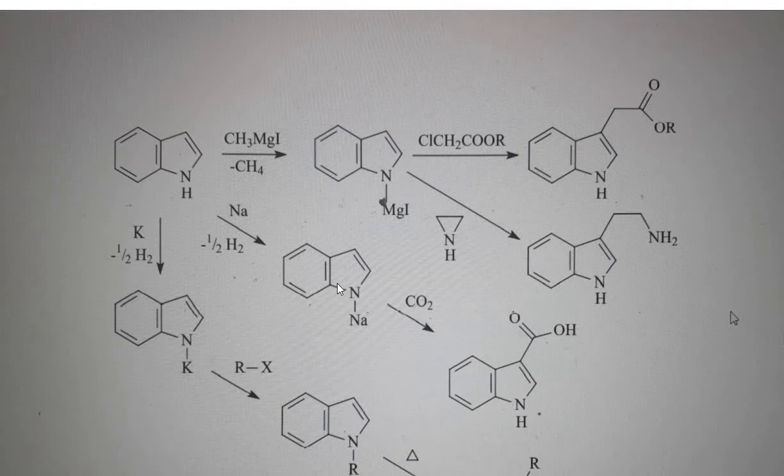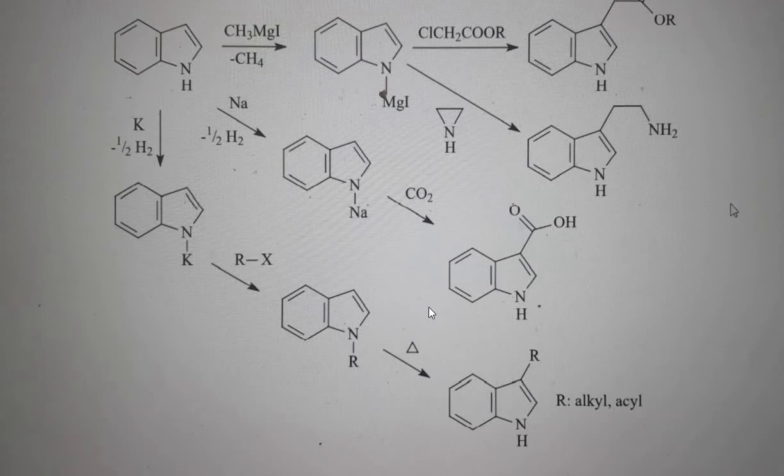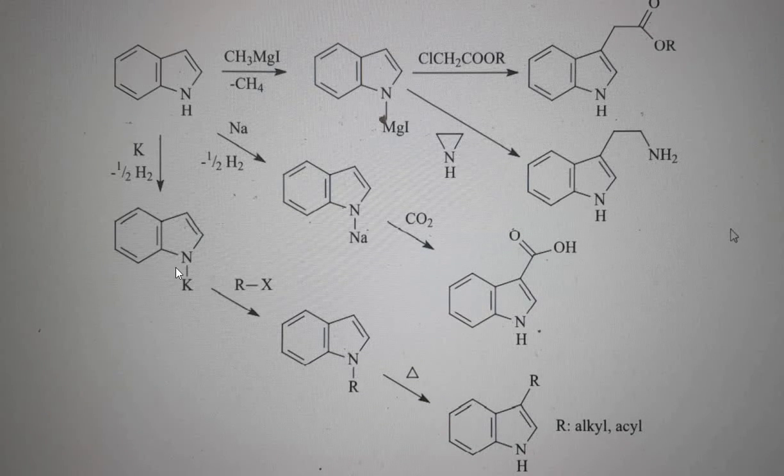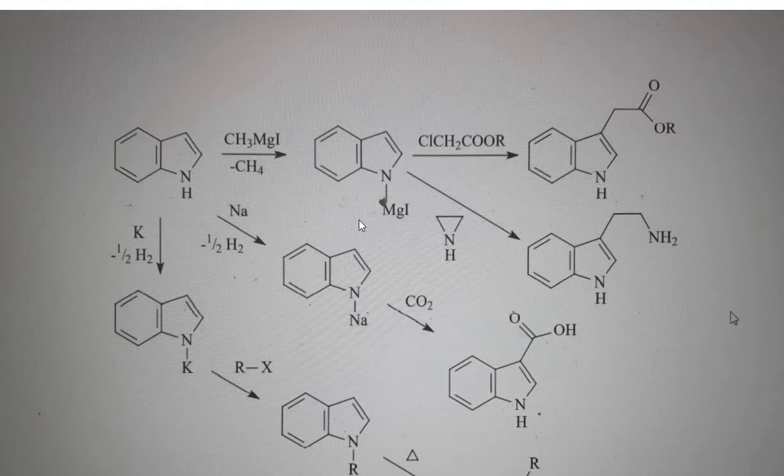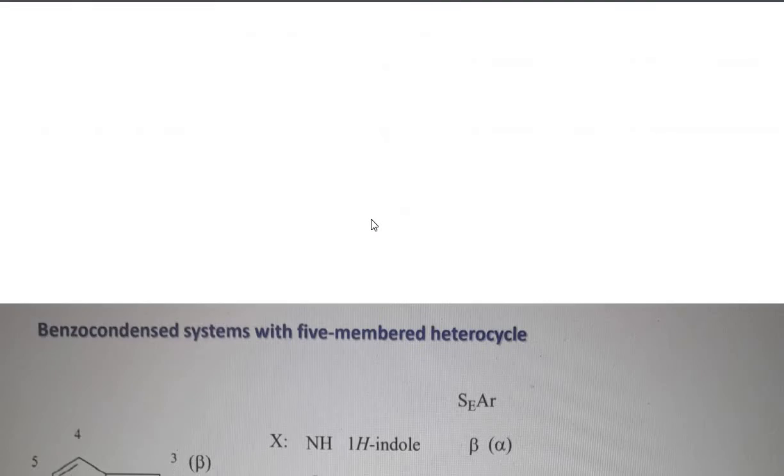If you have Grignard reagents, then this hydrogen transfers with the magnesium iodide, and then substitution occurs here, substitution occurs here. With sodium, again substitution occurs at this position. So these are the pyrrole reactions, only for indoles and benzopyrroles. So write it down and practice it several times.